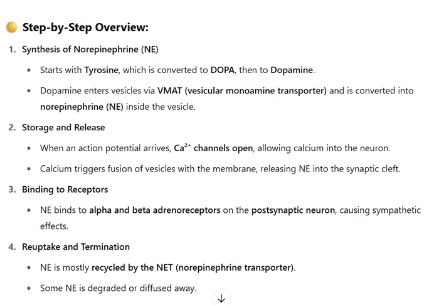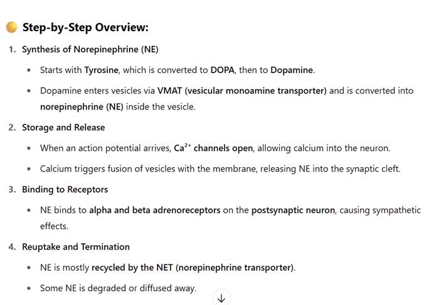2. Storage and release. When an action potential arrives, calcium channels open, allowing calcium into the neuron. Calcium triggers fusion of vesicles with the membrane, releasing NE into the synaptic cleft. 3. Binding to receptors. NE binds to alpha and beta adrenoreceptors on the postsynaptic neuron, causing sympathetic effects.